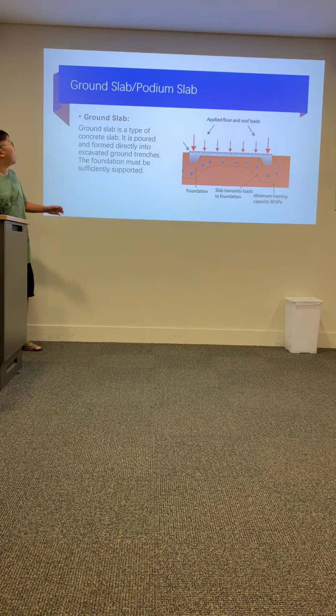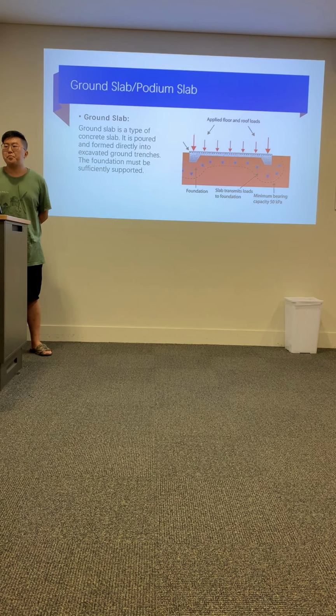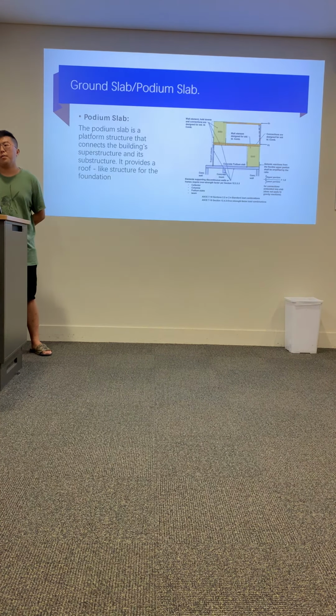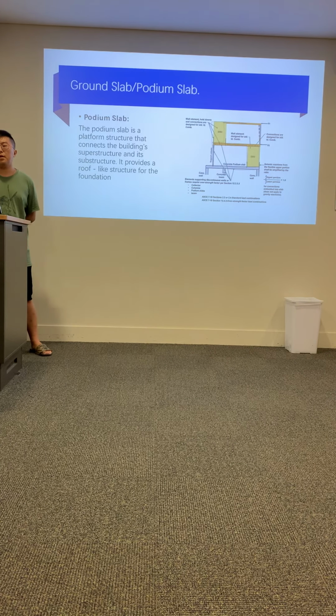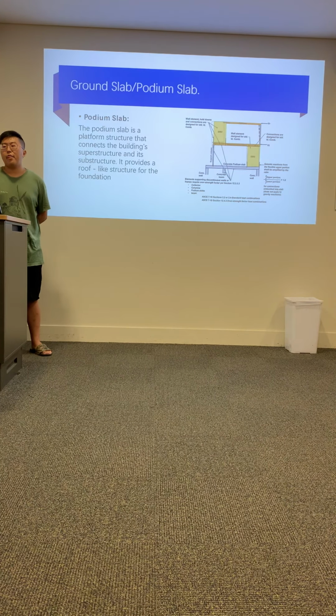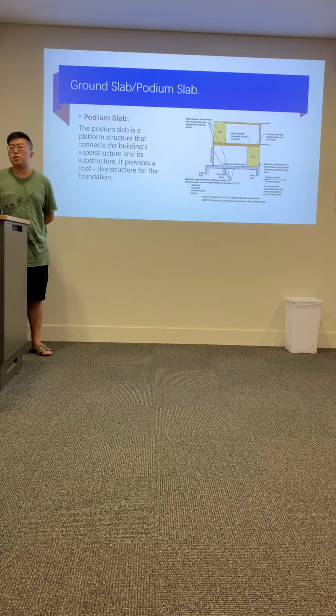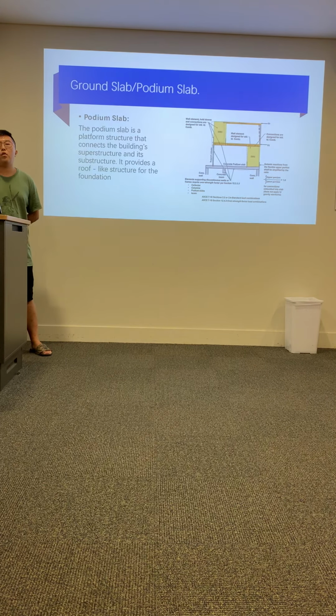The last part of my presentation is the ground slab and podium slab. A ground slab is a type of concrete slab. It is poured and formed directly into excavated ground trenches. The foundation must be sufficiently supported. Podium slab. The podium slab is a platform structure that connects the building's superstructure and its substructure. It provides a roof-like structure for the foundation.